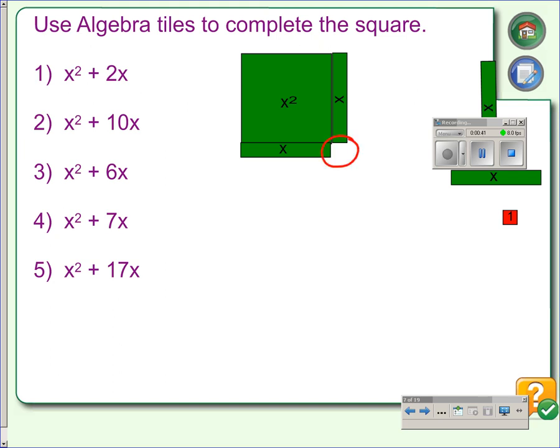So we want to know how many of these little red ones it takes to fill the space. In this case, it only takes 1. So if we put a 1 here, we have now completed the square and we have a perfect square trinomial. Now in the second one, we want to put 10 x's up here and then complete the square.